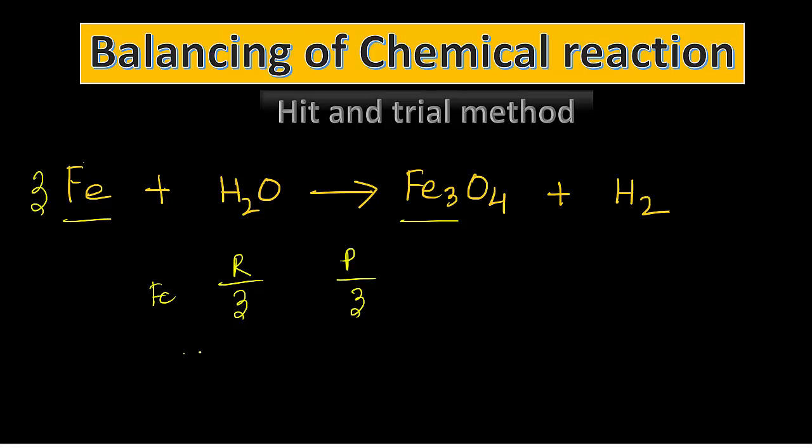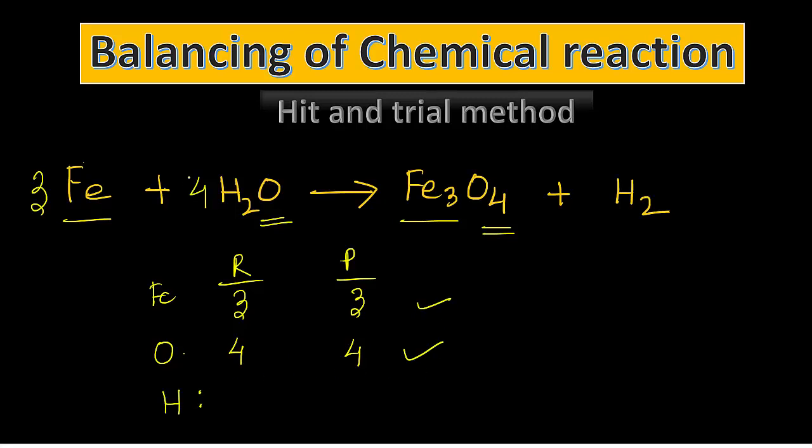Now, what is the number of oxygen atom in the reactants? Here, this is 1 oxygen. So how can we balance? We can place 4 before that. So the number of oxygen will be 4 and the number of oxygen in the product will also be 4. So oxygen is also balanced.